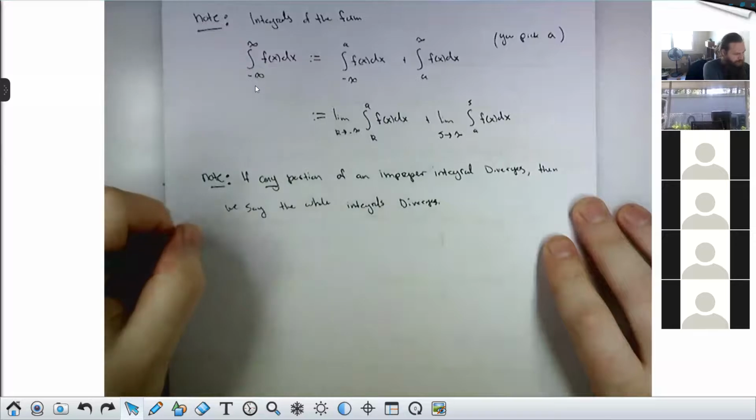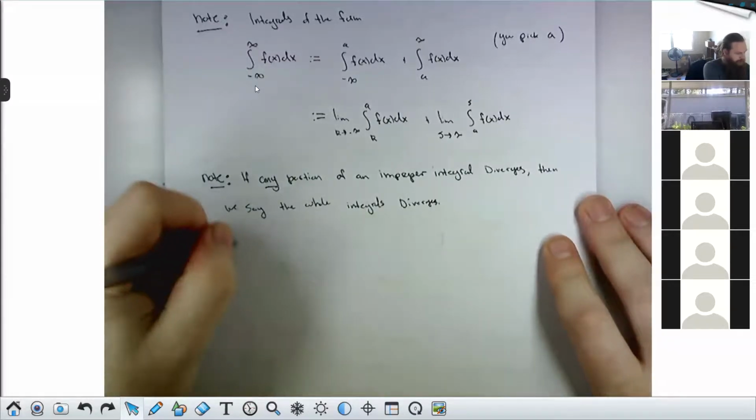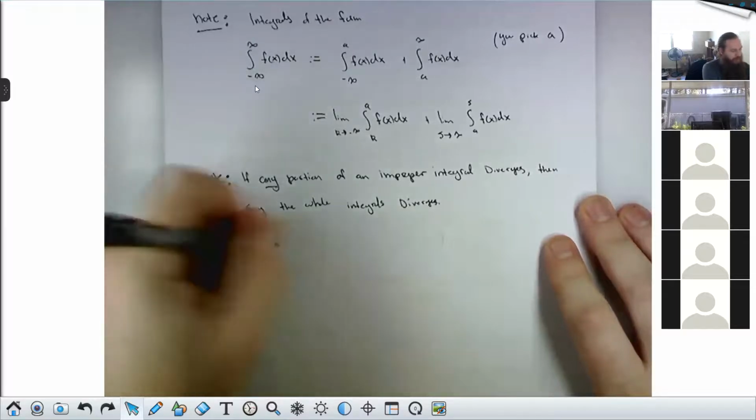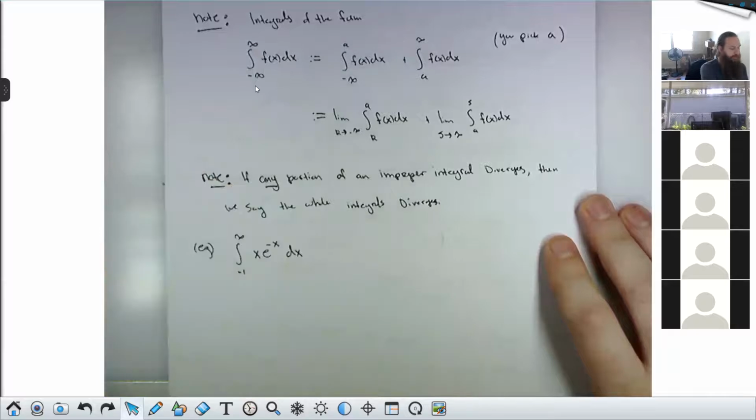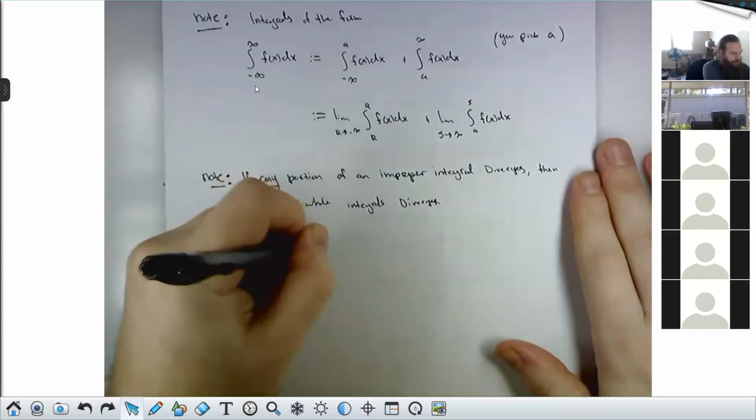So let's look at the integral from -1 to infinity of x e to the negative x dx. How do I get started here? Limit as r approaches infinity of the integral from -1 to r of x e to the negative x dx.